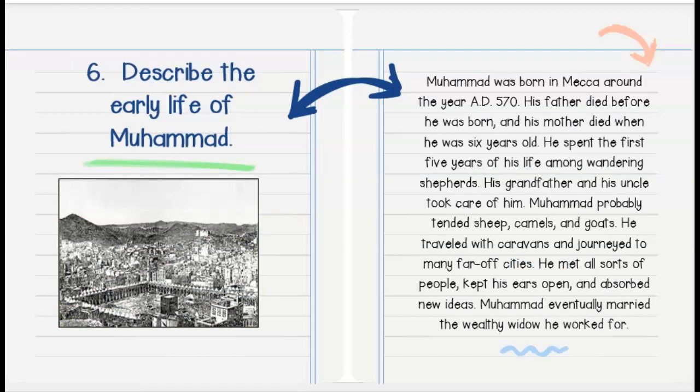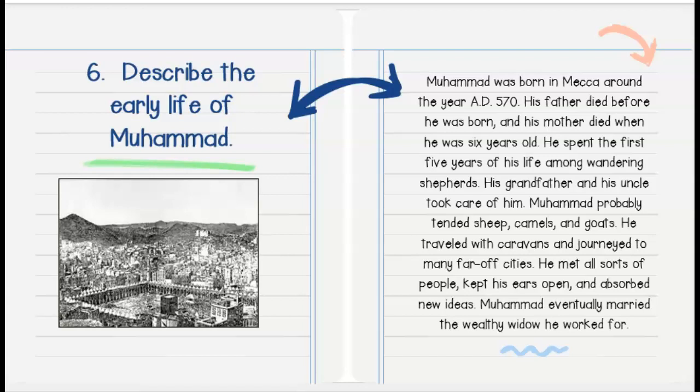Question number 6. Describe the early life of Muhammad. Muhammad was born in Mecca around the year AD 570. His father died before he was born, and his mother died when he was 6 years old. He spent the first 5 years of his life among wandering shepherds. His grandfather and his uncle took care of him.